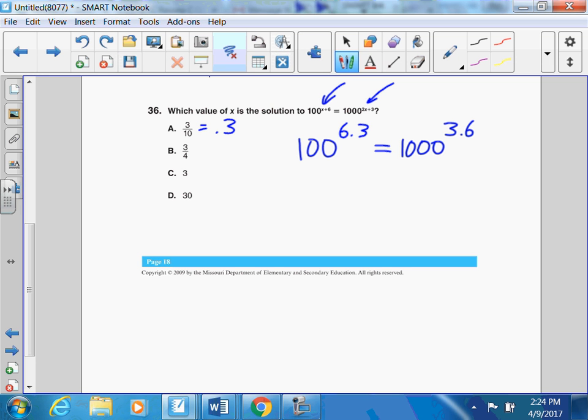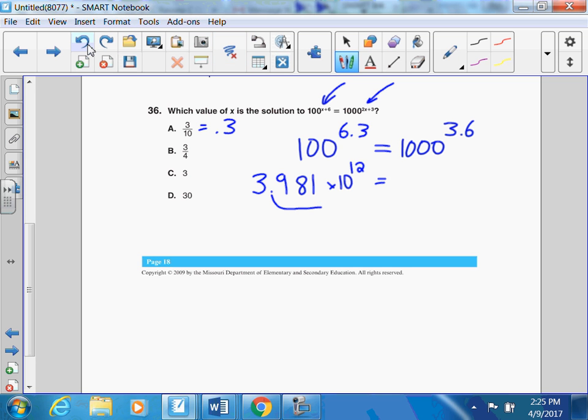So now we're going to have to use our caret button on the calculator to plug in the exponent. So I'm going to take 100 to the 6.3 power. And what I get is a really big number. In the calculator, it says 3.981, there's more decimals, and then it says times 10 to the 12th power. So basically, it's in scientific notation right now. Otherwise, we could move this decimal 12 places this way, and you would get the actual number.